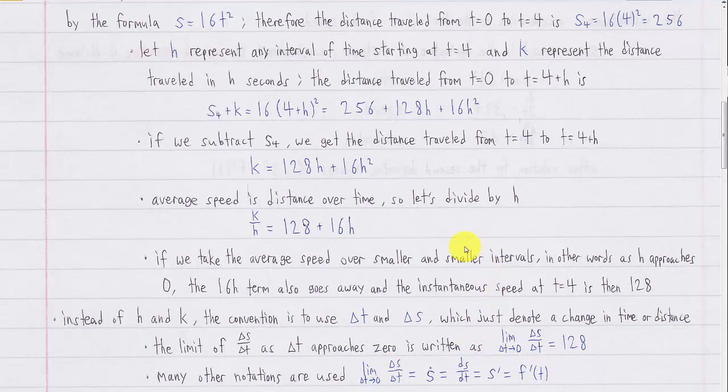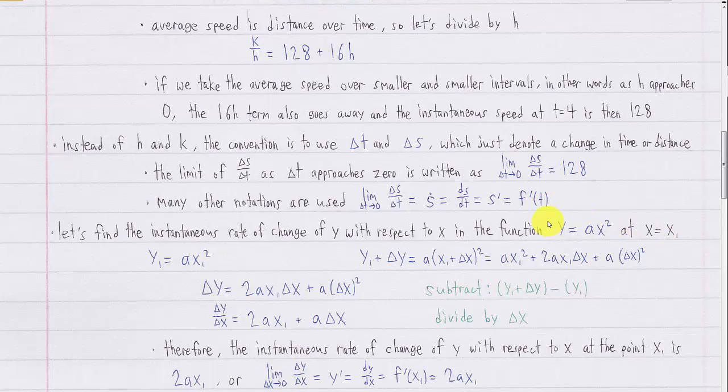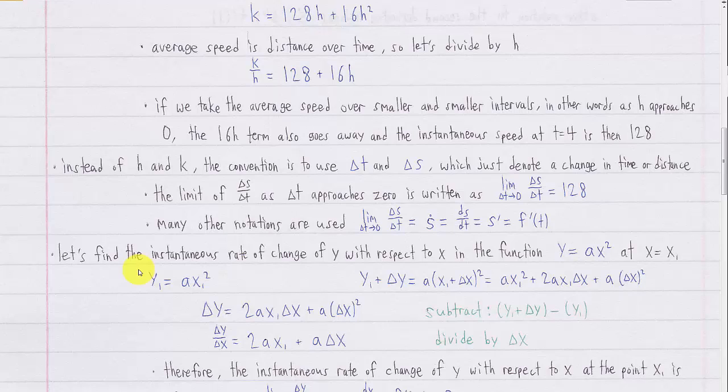So let's look at another example with just a regular function of y and x, so no more distance and speed. Let's say we have the function y equals ax squared, where a is just any constant. Say we want to find the instantaneous rate of change at x equal to x1. We follow the same procedure. First we find out what y equals when x is x1.